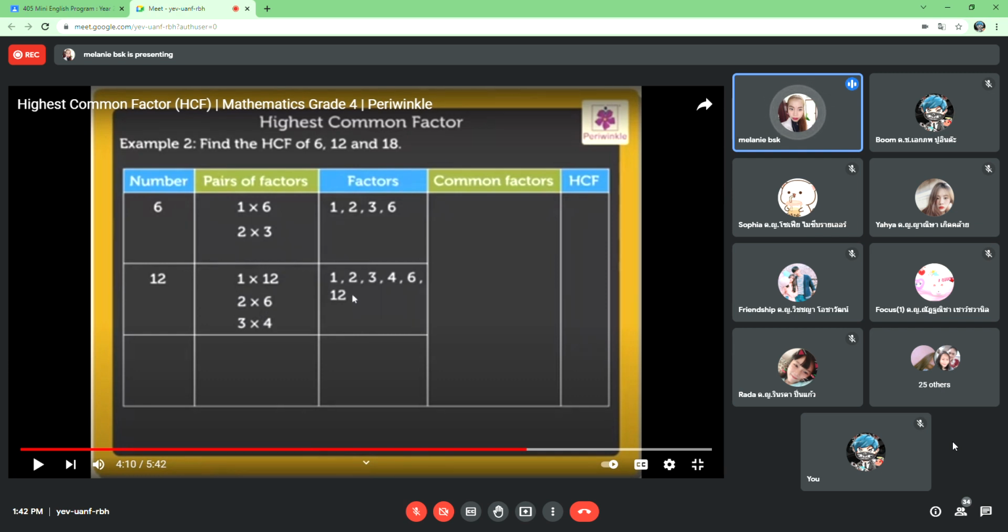Okay, teacher, where did the factors come from? They came from here. The numbers that you're going to use so that the answer would be 12. So if you multiply 1 by 12, it is equal to 12. 2 multiplied by 6 is equal to 12. 3 multiplied by 4 is equal to 12. This one, 1 multiplied by 6 is equal to 6. 2 multiplied by 3 is equal to 6. That's how you got the factors. Do you understand, children? Can you follow? Yes or no?